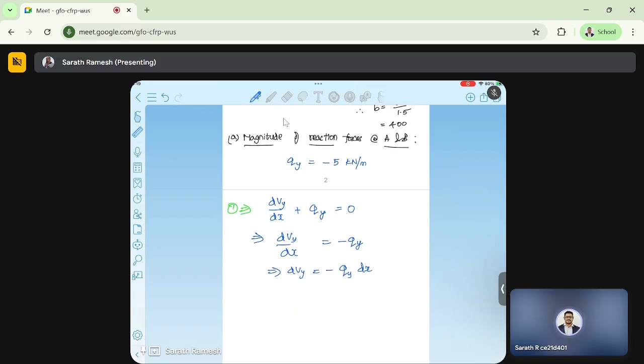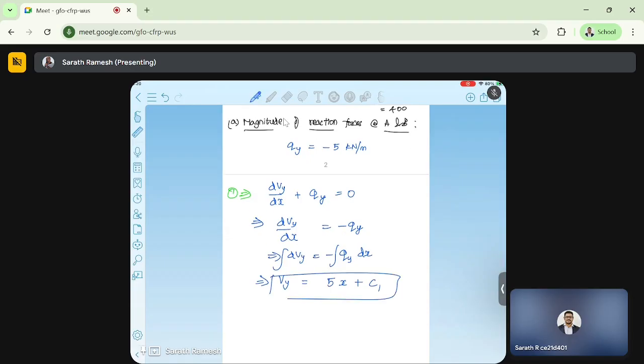I'm doing integration on both sides, for the section from 0 to x. So let it be an indefinite integral, so we'll have a constant of integration. This qy is constant and already negative, so it will become minus 5x plus C1, some constant C1. So this is the expression, but we still need to find the value of C1 to make it complete.